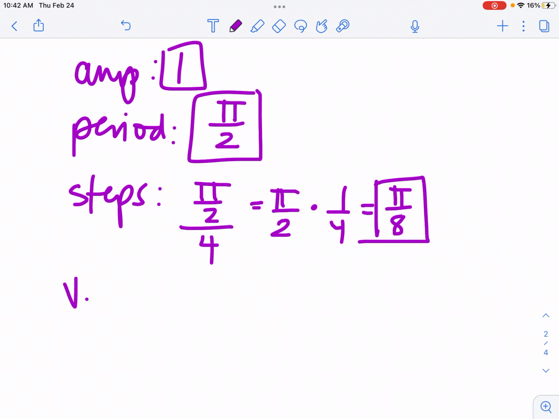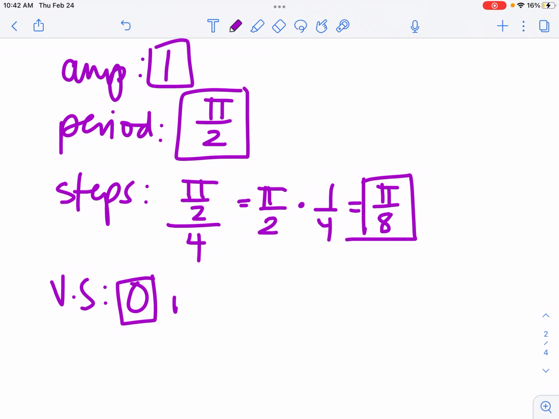Vertical shift, if we have it. My D is 0, so we've got no vertical shift. Cool. So our midline is going to be 0. Okay.